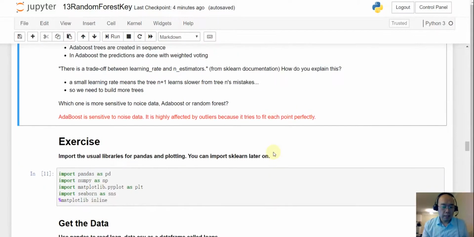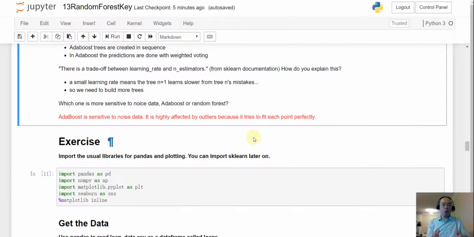Okay, the next question: which one is more sensitive to noisy data, AdaBoost or random forest? The answer should be AdaBoost. Let's assume that we have two beautiful classes that are easy to classify. However, if we have just one noisy data point, this may really bother the AdaBoost model a lot, because AdaBoost will try very hard to get that one correct, and eventually you may end up with a weird AdaBoost classifier.